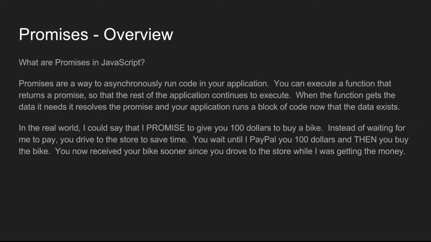In the real world, I could say that I promise to give you $100 to buy a bike. Instead of waiting for me to pay, you could drive to the store immediately to save time. You wait at the store until I PayPal you $100 and then you buy the bike. You now received your bike sooner because you drove to the store while I was getting the money.